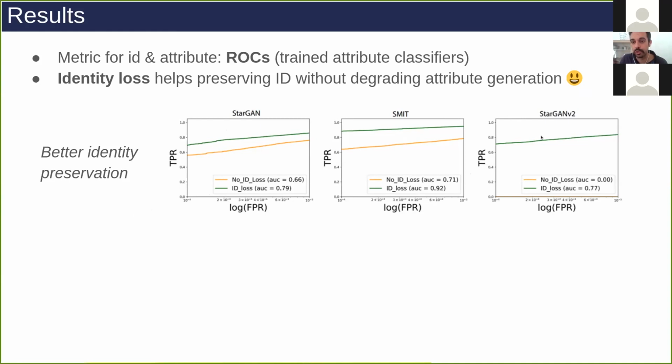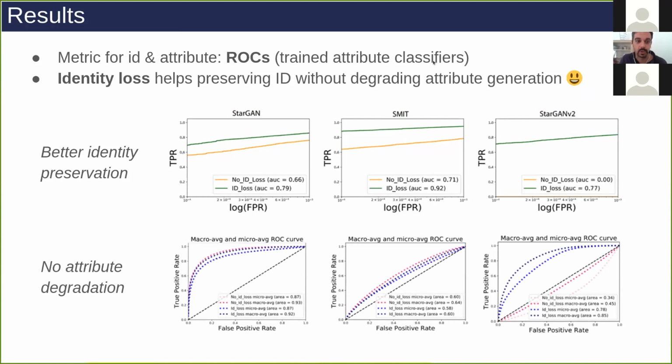In this one of StarGAN v2, you may not see the yellow one, but that's because the yellow one is at 0. That means that StarGAN v2 was originally destroying the identity of that person. And with this identity loss, we arrived at a much better metric. And finally, we compare it with the attribute degradation. Here, these curves are for different attributes measured on the generated images. And you can see that the loss of attribute in the drop curve is much smaller than the part that we have gained in identity. So it should be like that, the identity preserving improvement should be much better than the loss in attribute degradation. And this is the case, so this one has worked so far.